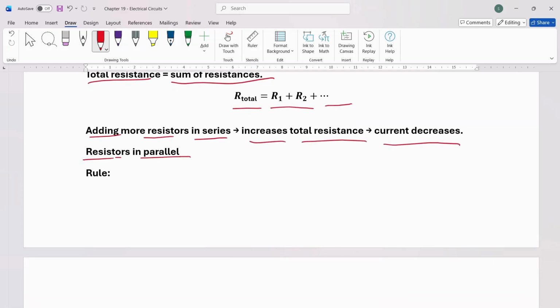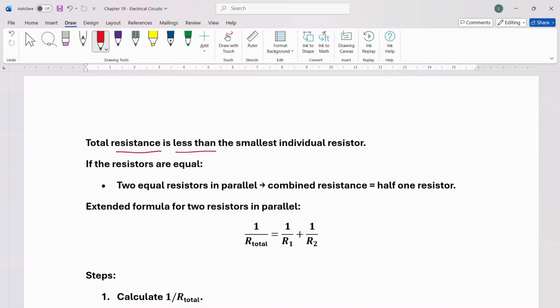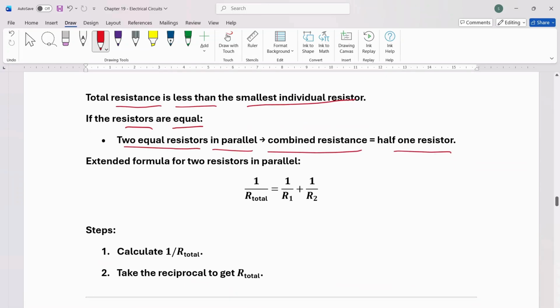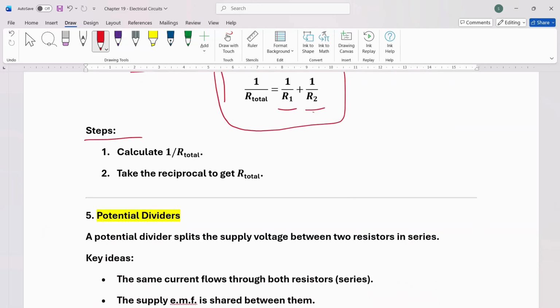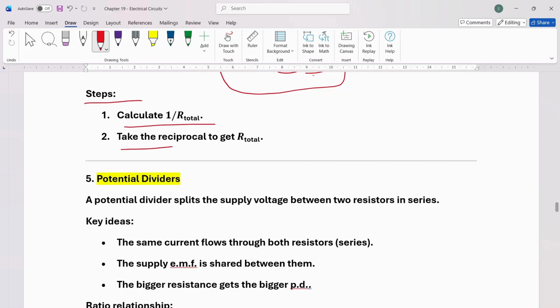Let's talk about resistors in parallel. The rule is that total resistance is less than the smallest individual resistor. If the resistors are equal, two equal resistors in parallel, the combined resistance will be equal to half of one resistor. Extended formula for resistors in parallel: 1 over R total is equal to 1 over R1 plus 1 over R2, and so on. Steps: calculate 1 over R total, then take the reciprocal to get R total.